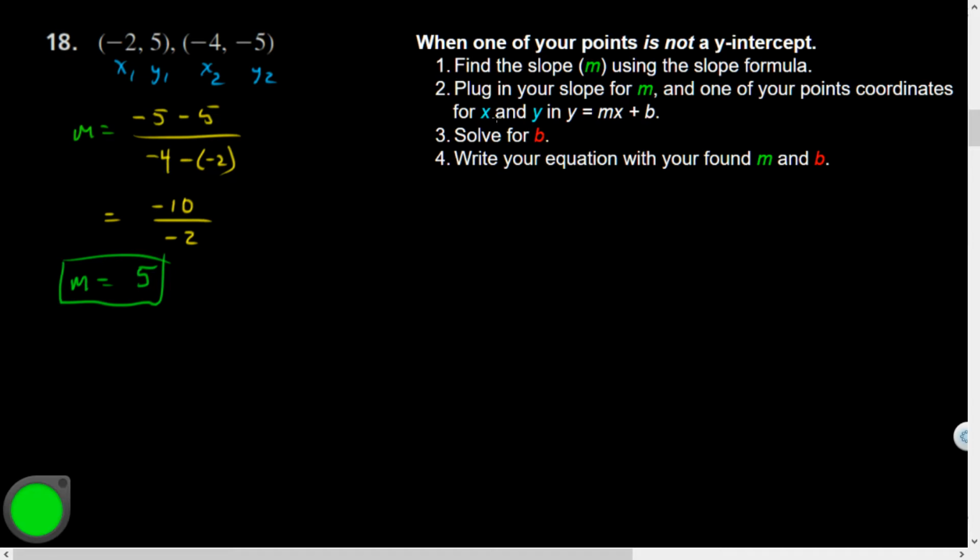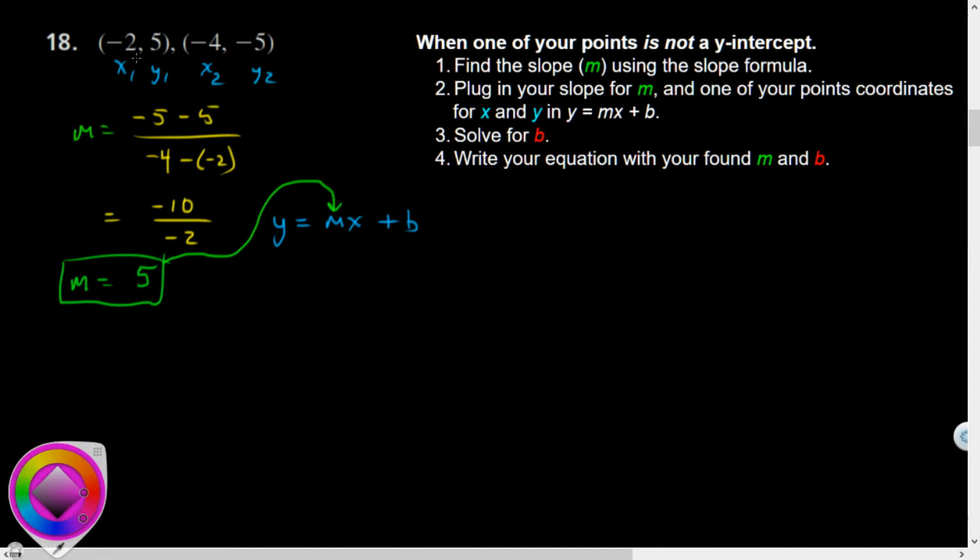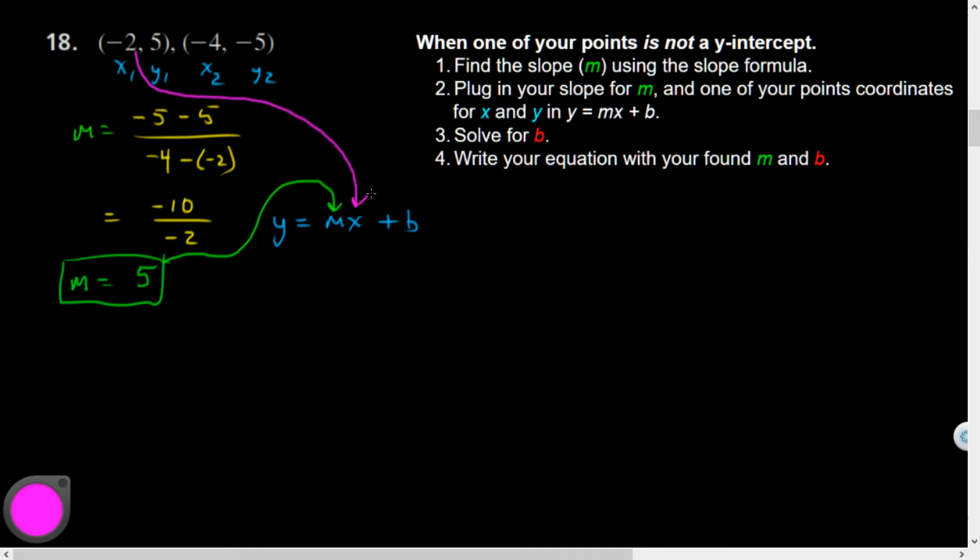Done. Step 1. Step 2. Plug in your slope for m and one of your points. I'm going to pick this point. Doesn't matter though. And let's see. I'm going to draw the lines again because, right, I want to make sure we all got this. So I'm going to plug in 5 for m right there. And I'm going to plug in negative 2 for x right there.